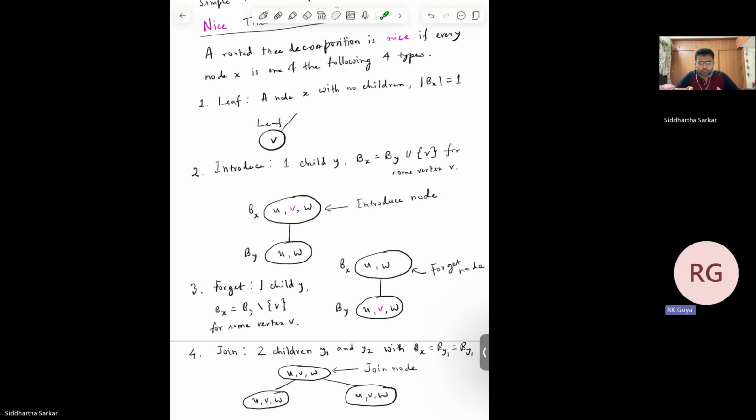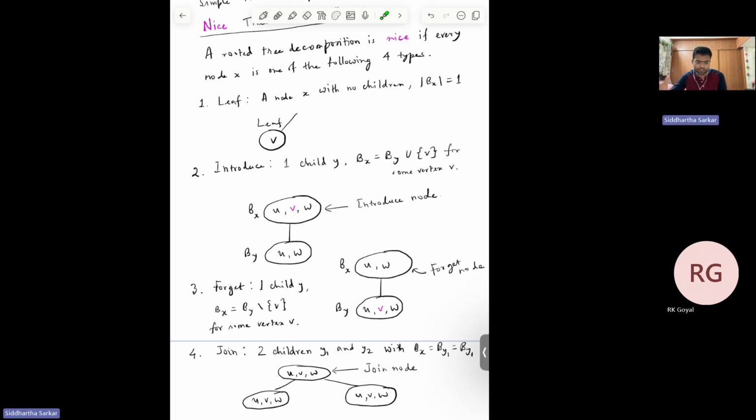Yes, and the nice tree need not be a simple tree, because in a simple tree no node can be a subset of another node. That is correct. So nice and simple are not related; there is no implication that if it is nice then it is simple, or the other way around.